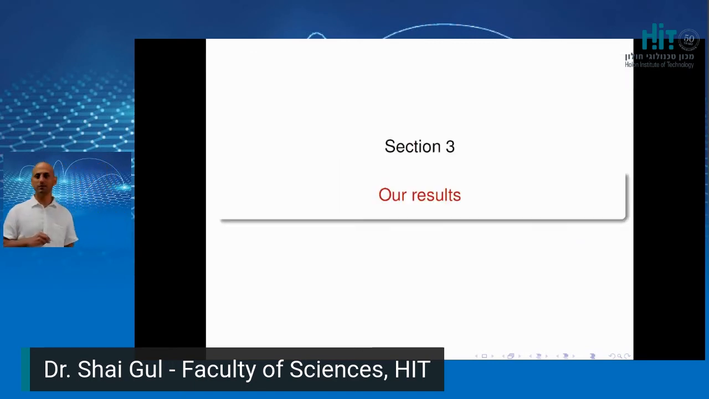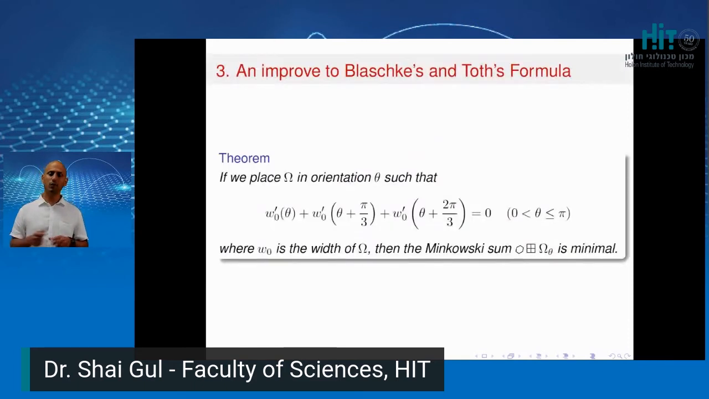Okay, so our result is trying to improve this Toth and Blaschke result by defining the rotation, okay, and defining the translations. It turns out in this joint work that we can find the right orientation of the lattice.